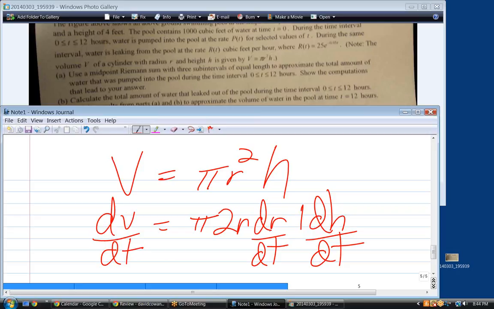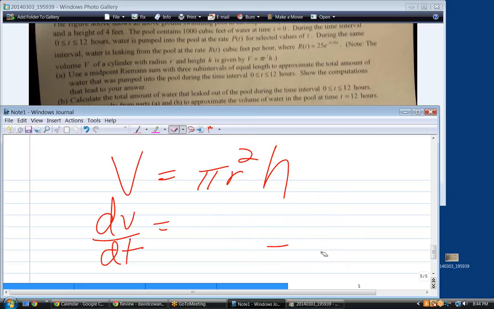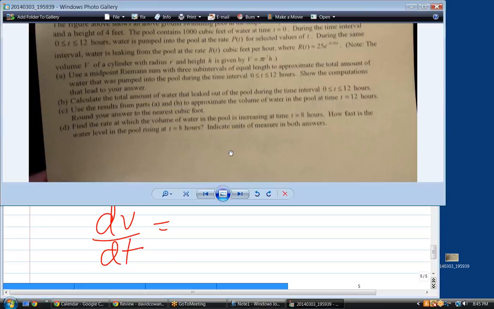That presents us with a problem. First of all, I didn't implicitly differentiate this properly. I've got to use the power rule. So we're trying to find dh/dt. Well, no, we're trying to actually find dV/dt. Well, we want to figure out how fast the level of the water in the pool is rising, right? You're absolutely right. There's two questions here. Find the rate at which the volume of water is increasing, which is dV/dt, and how fast the water level in the pool is rising is dh/dt.